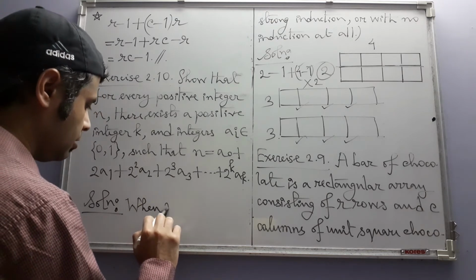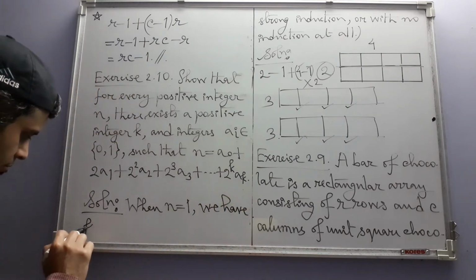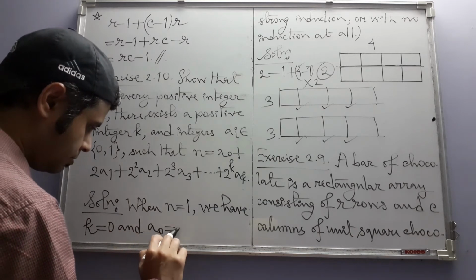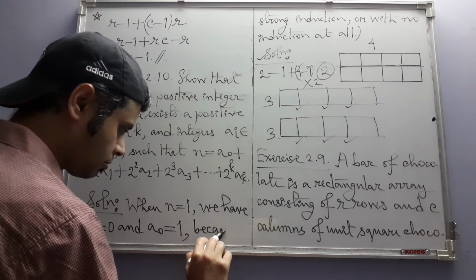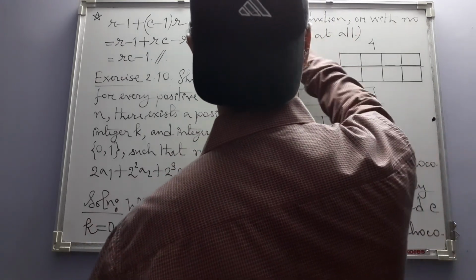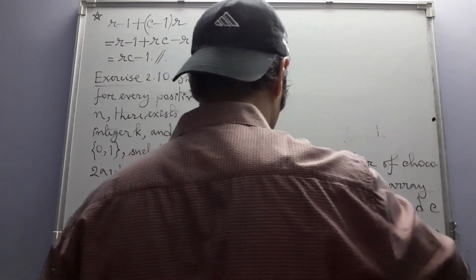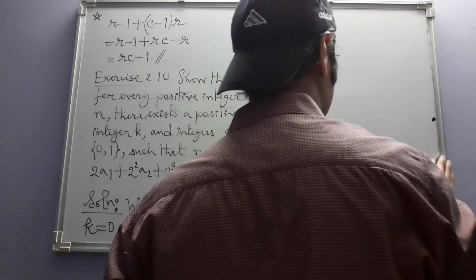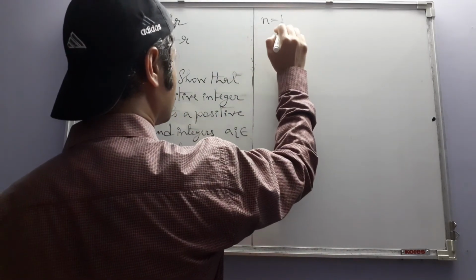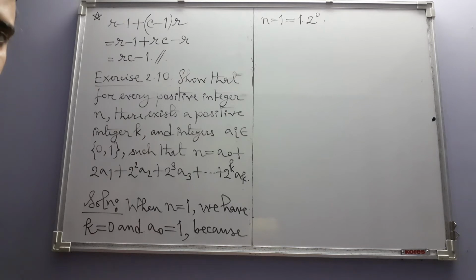When n is equal to 1, we have k equal to 0 and a0 equal to 1, because of this equation.